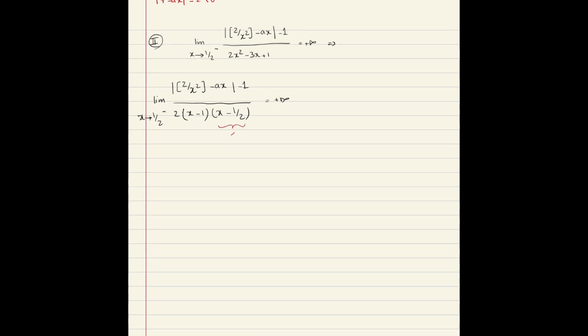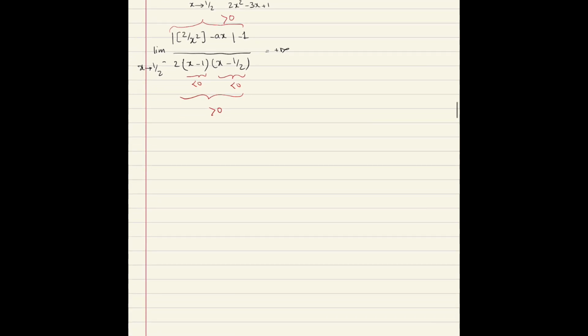X minus 1 over 2 would be negative. X minus 1 is also negative. So the denominator this time is positive. So the numerator has to be positive.